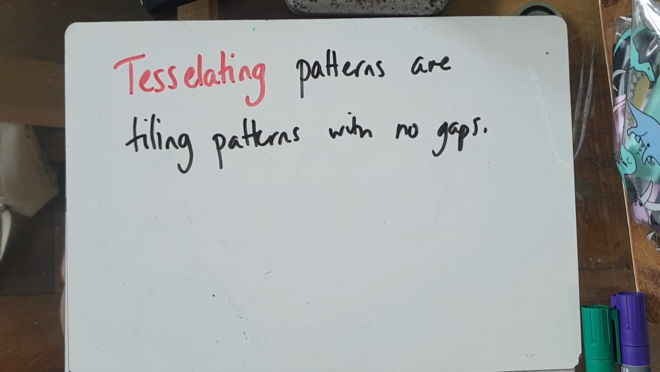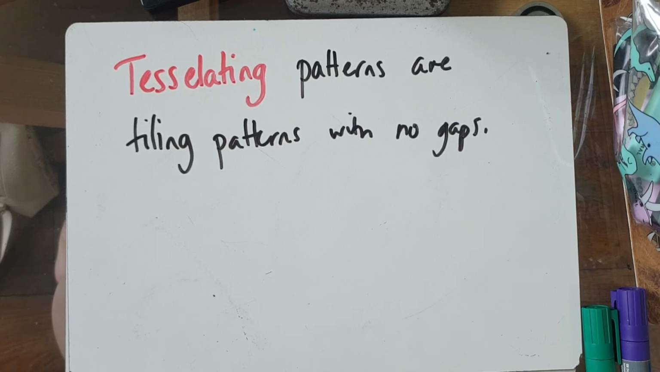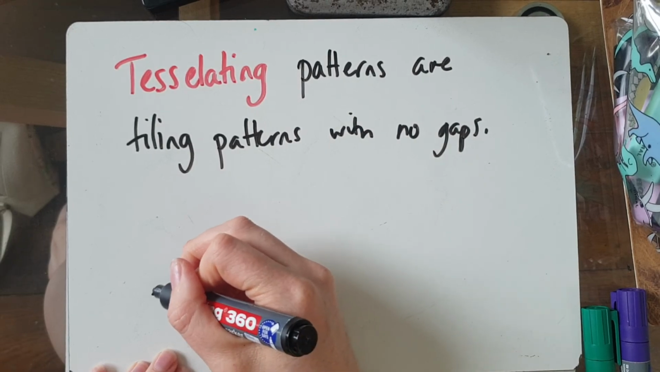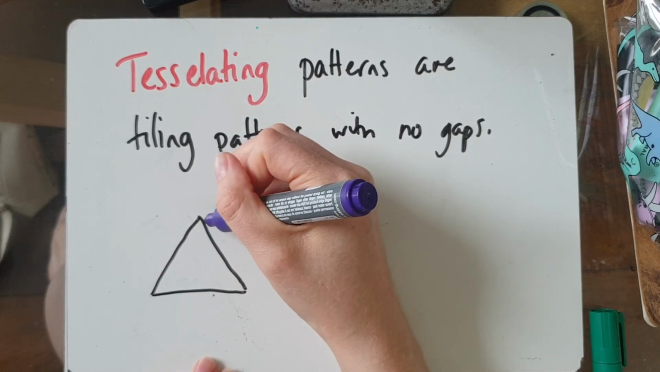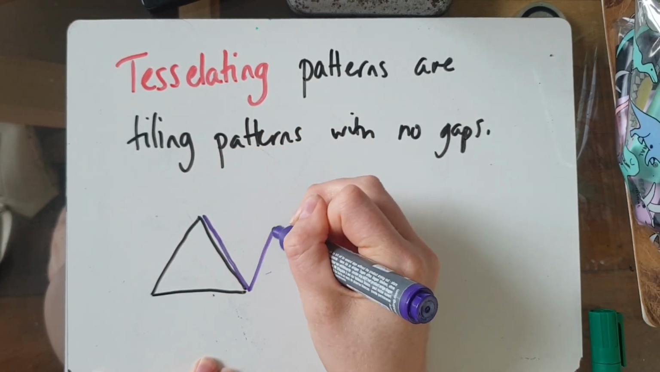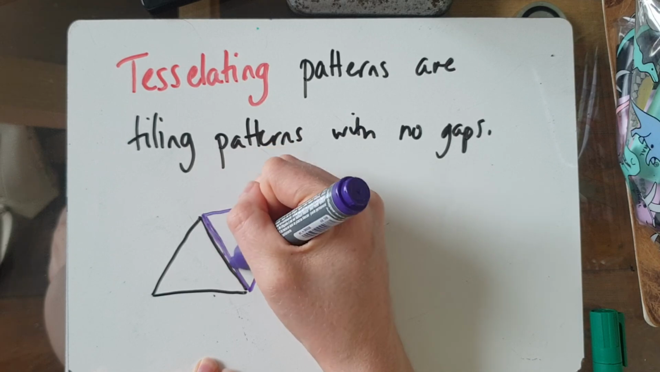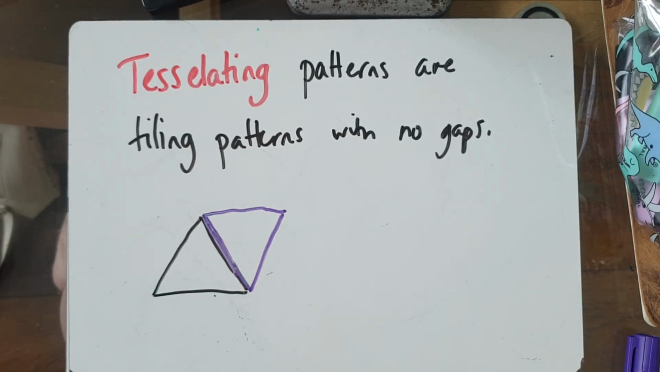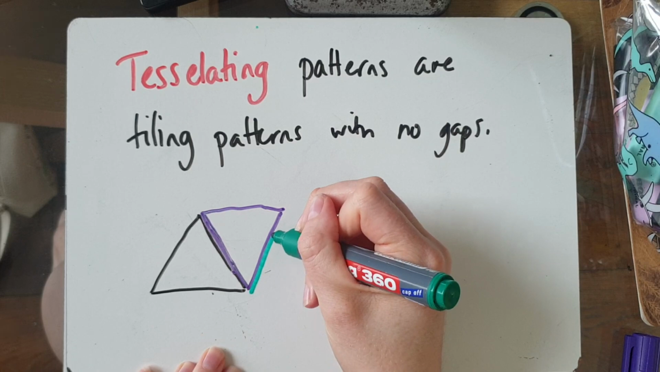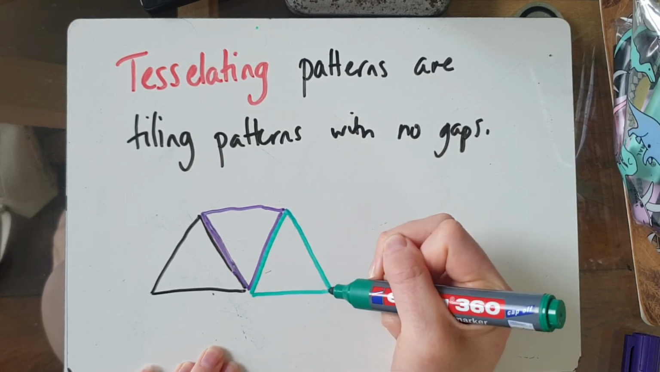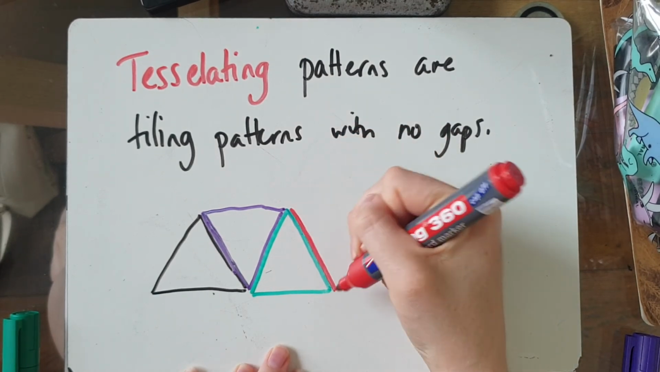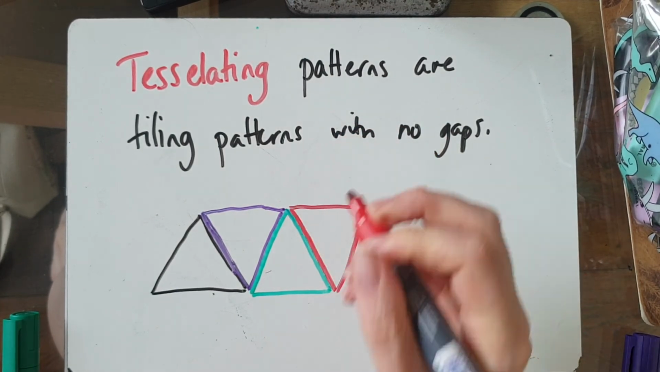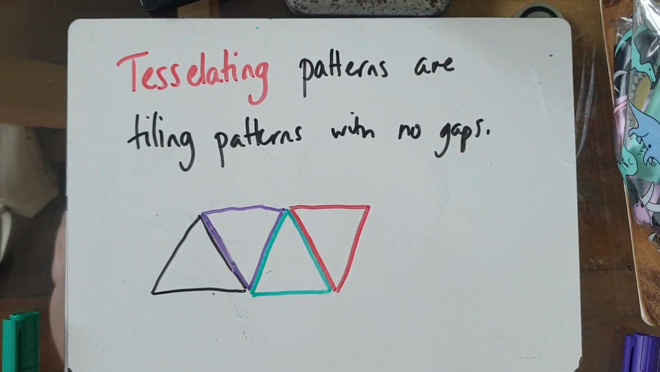Finally, we've got tessellation. So tessellating patterns are tiling patterns with no gaps. So for example, if I put a load of equilateral triangles together, if they're exactly the same size equilateral triangle, I should be able to tile them together like this with no gaps. So copy that down please.